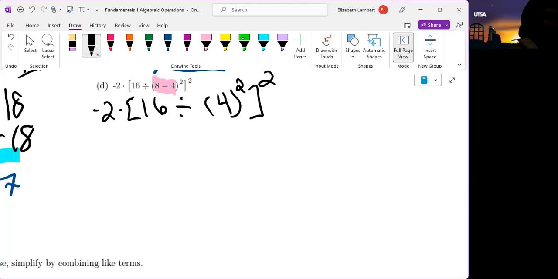Okay. So our next order, -2 times, so I've got my brackets, so we'll focus there. 16, old school division, 4 squared. Before I worry about the division, I need to handle that squared. So we know 4 squared is 16. Now I'm going to recopy everything else.